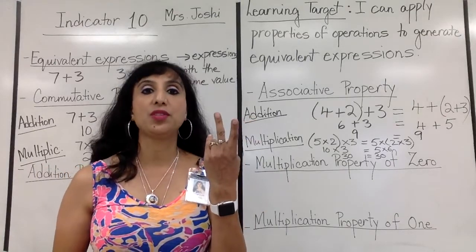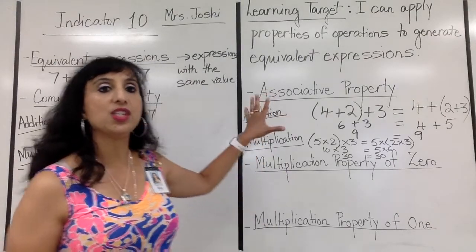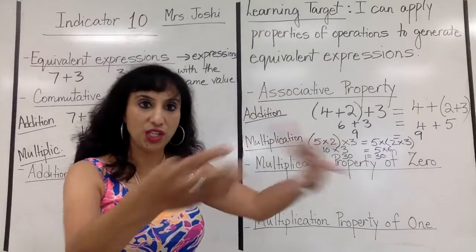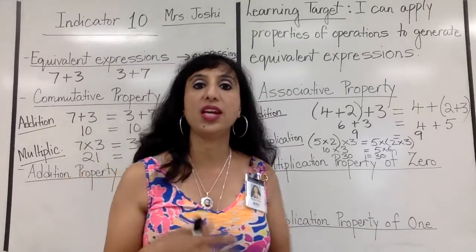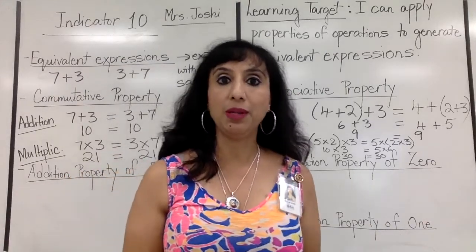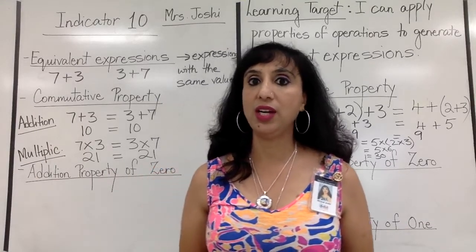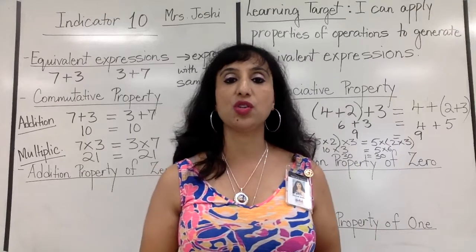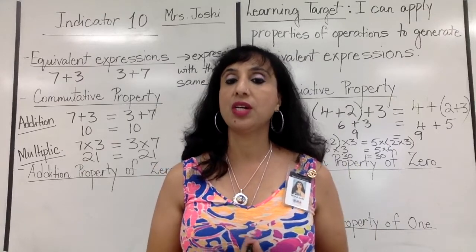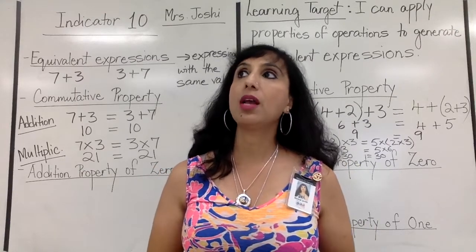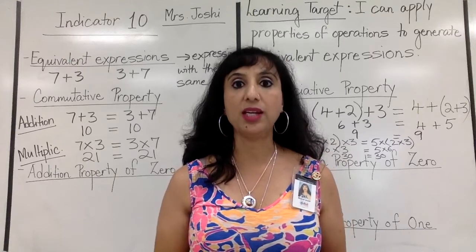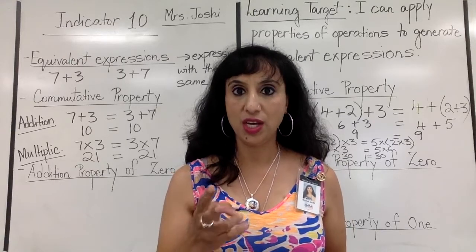Okay, changing the order. And here it is changing the grouping, associate, because we associate with people, and people means groups. So that is why please be very careful when you are asked about commutative and associative property, and you don't confuse those two. Again, commutative is when the order is changed.